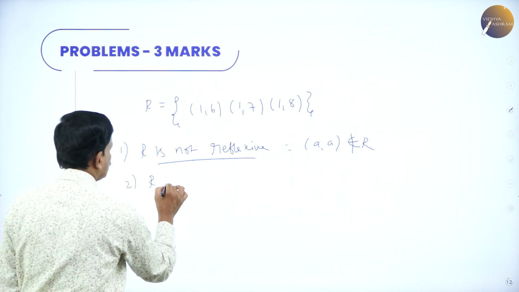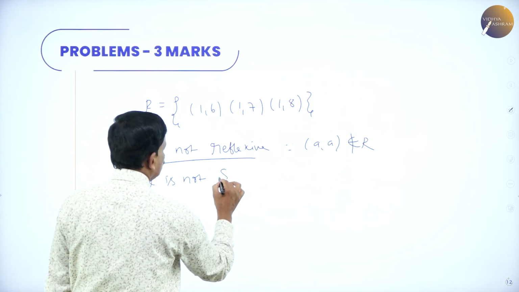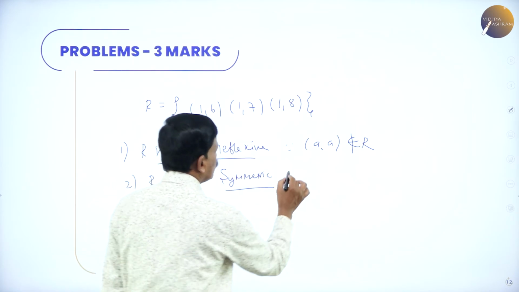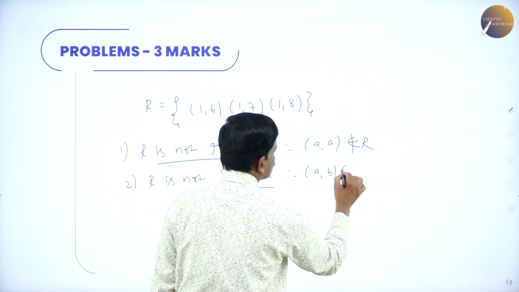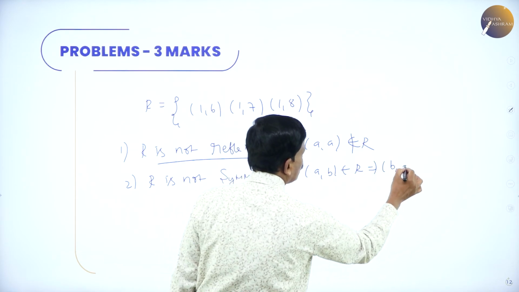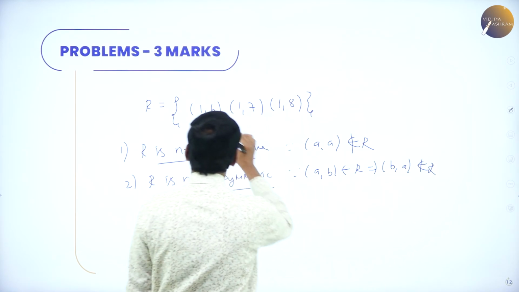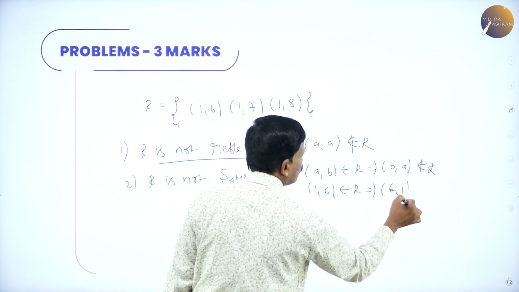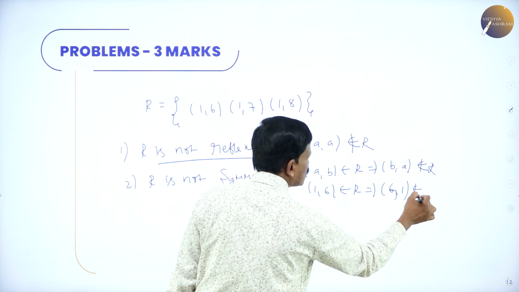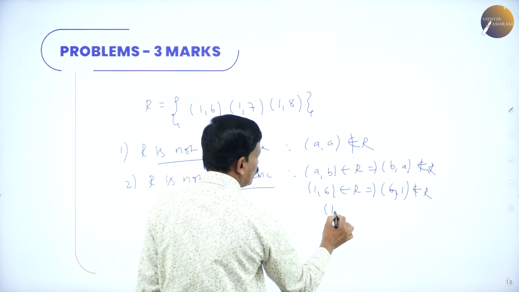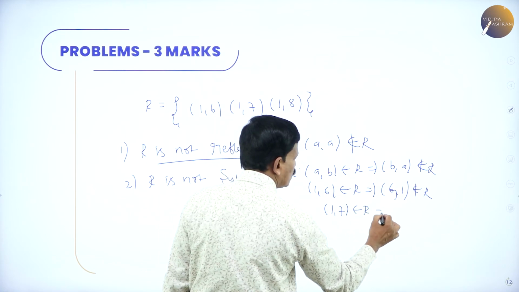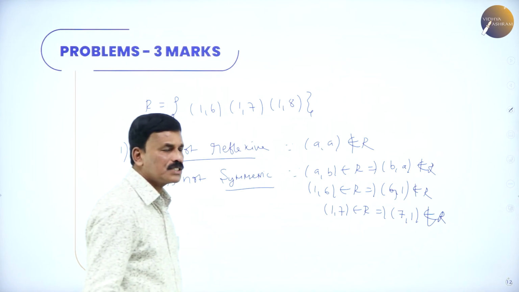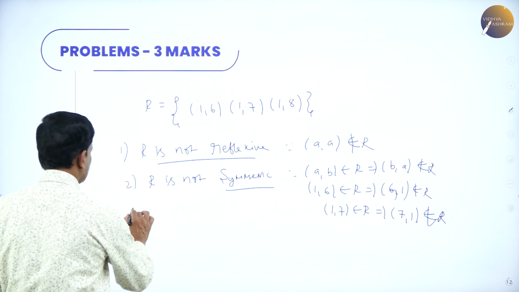Next, R is not symmetric, because (a, b) belongs to R does not imply (b, a) belongs to R. Let us take (1, 6) belongs to R, but (6, 1) does not belong to R. I can take (1, 7) belongs to R, but (7, 1) does not belong to R. This is not symmetric.